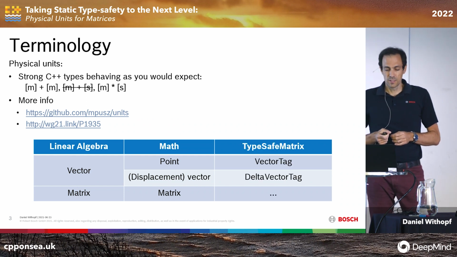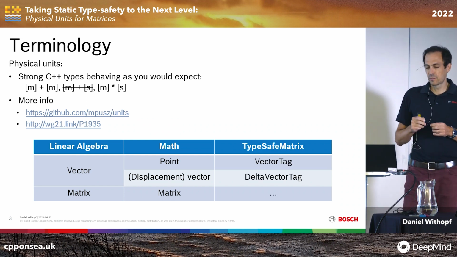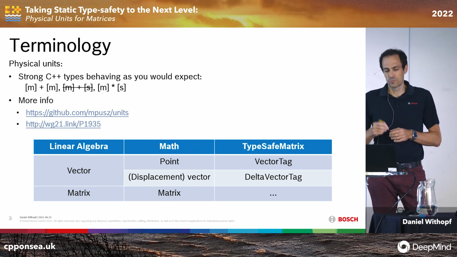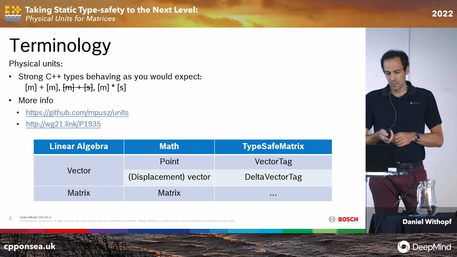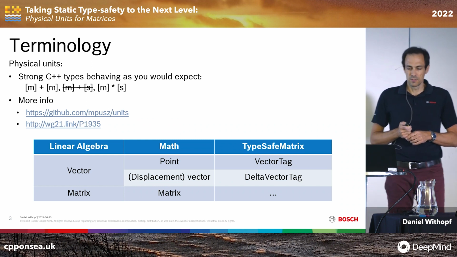My model today is a little bit similar to the mathematical model, so I will just try to distinguish between displacement vectors, which I call delta vectors, or they get a delta vector tag in my library, and points in the mathematical sense, which get a vector tag. And of course, there are also several matrix types. We will learn about these later on.